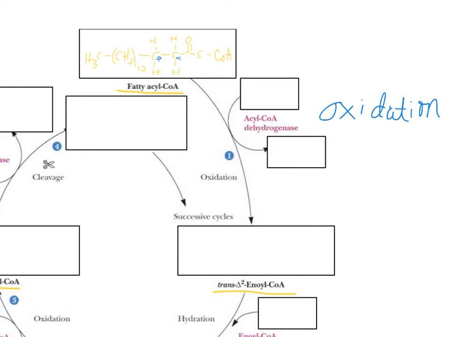And what that means is we're going to remove some hydrogens. So the acyl-CoA will be oxidized to trans delta 2 enoyl-CoA.